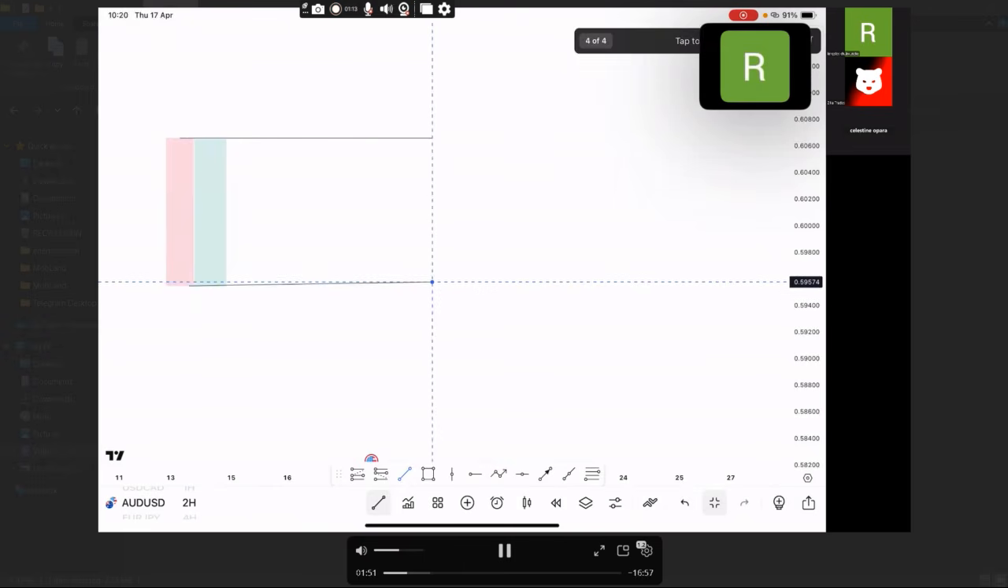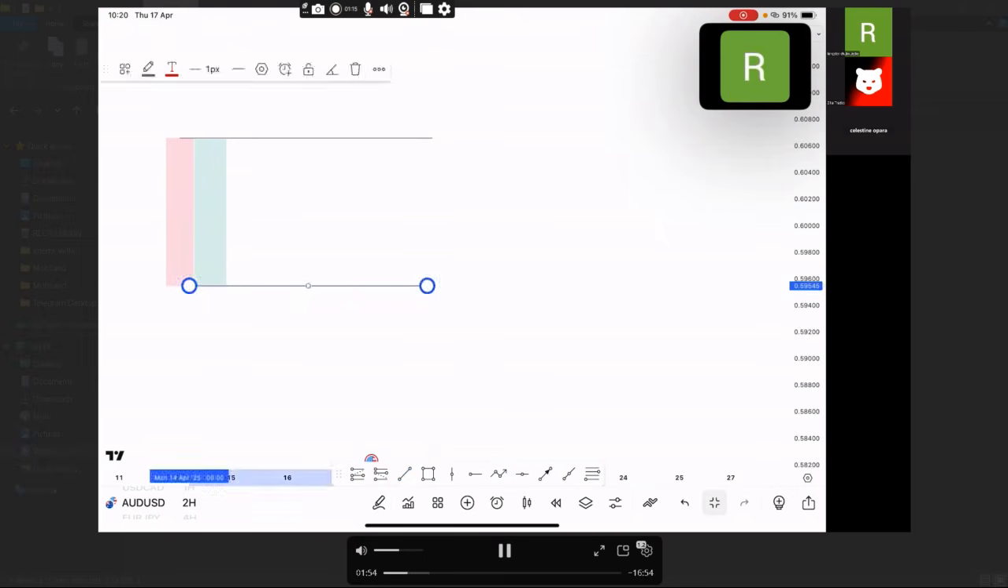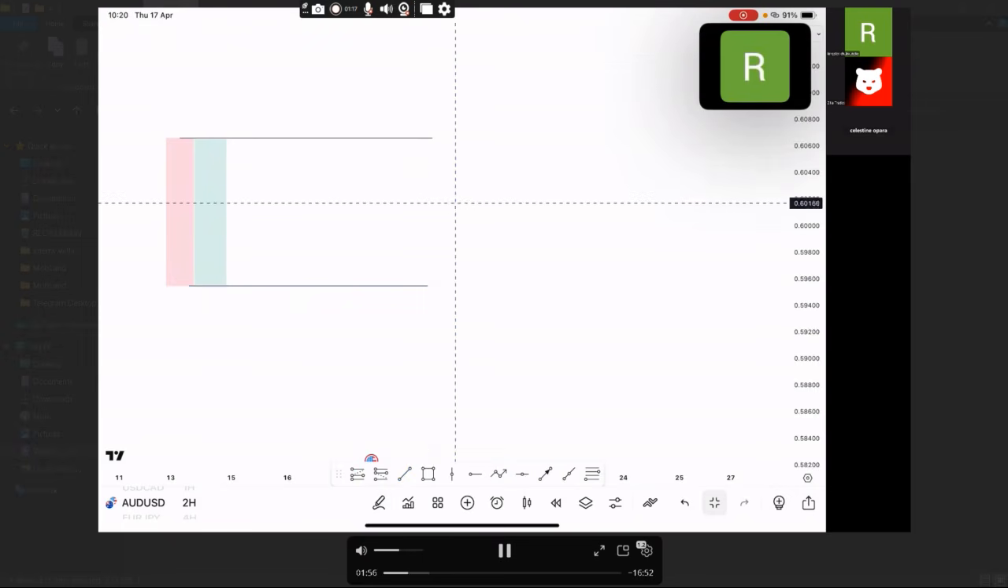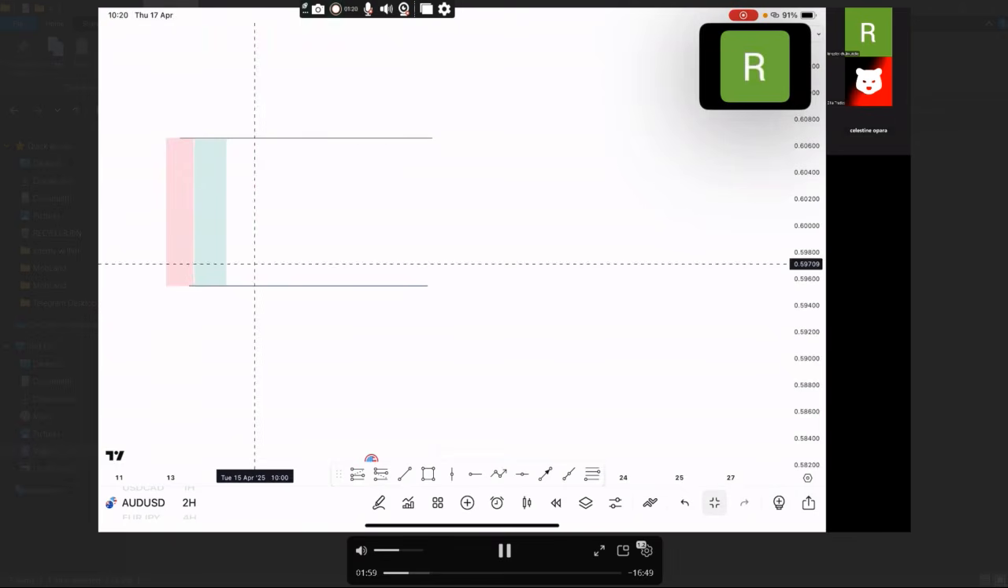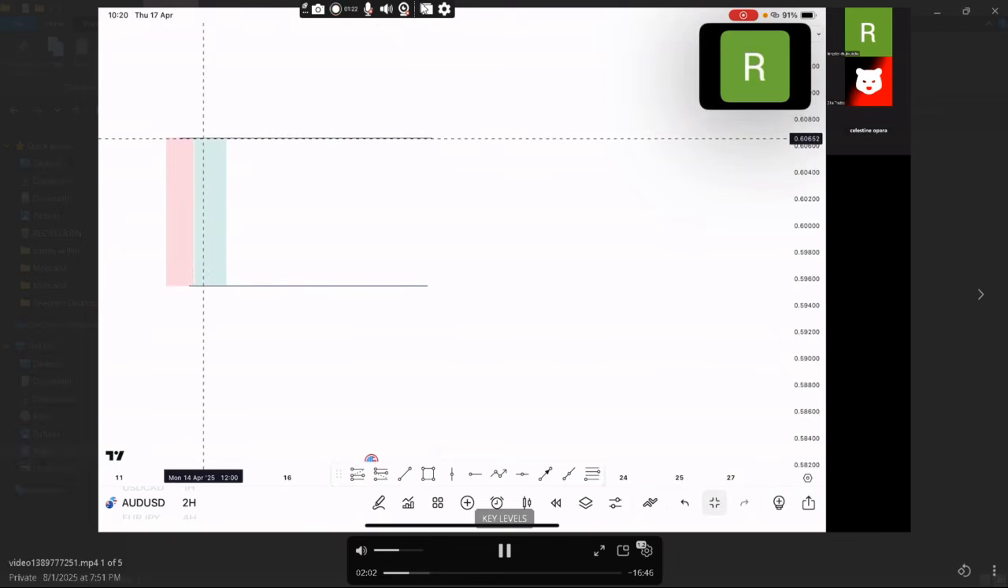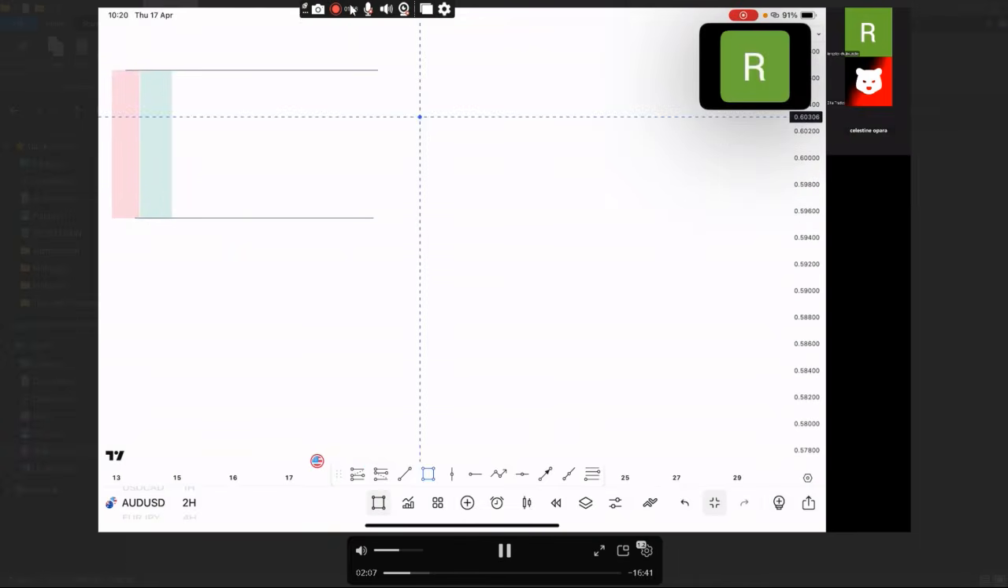right? So this is what they call the support and resistance key level. This low here is the support. This high is the resistance, right? So that's what they call it. Then we also have the open close key level.